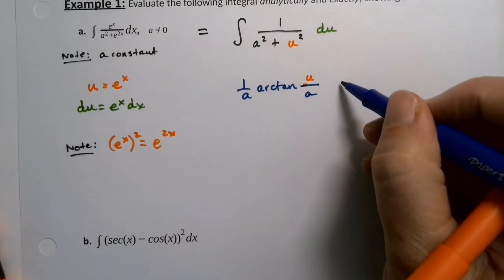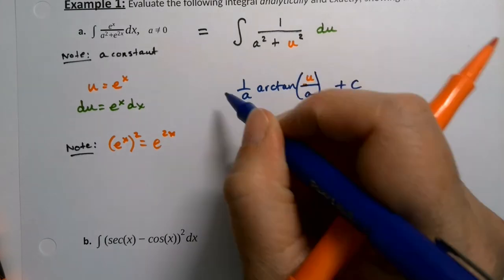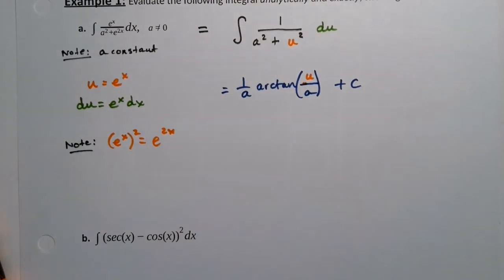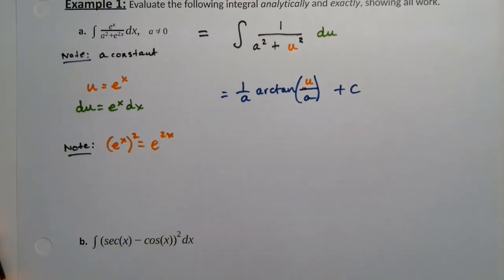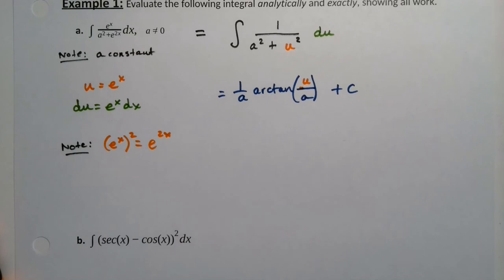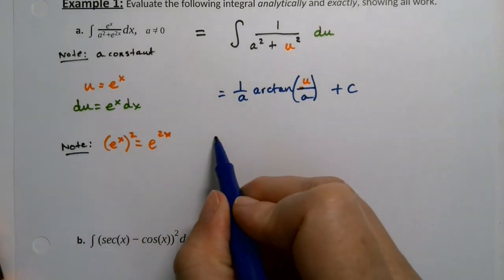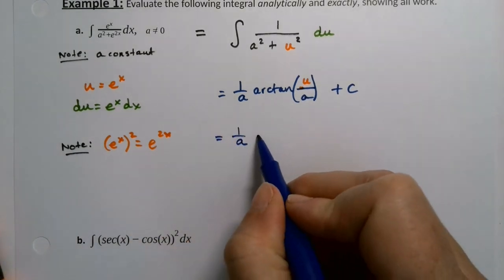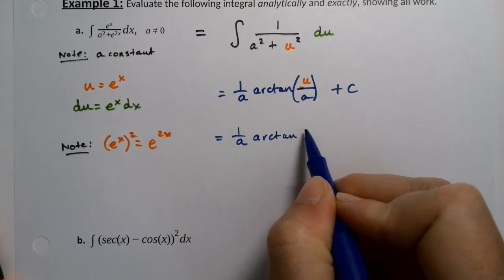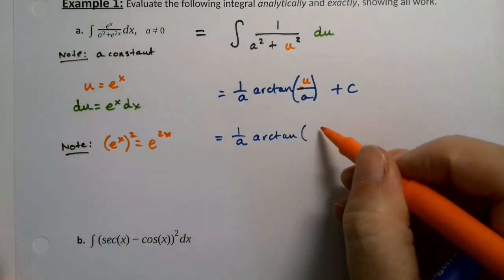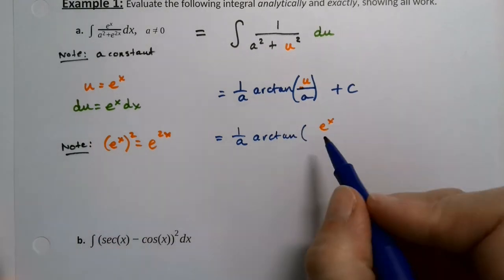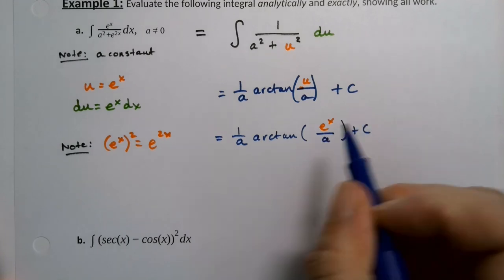Plus c, of course. And that was with formula number 19 on that sheet, all right? And then we would just put back in u and we're done. So this is 1 over a arctangent of e to the x over a plus c.